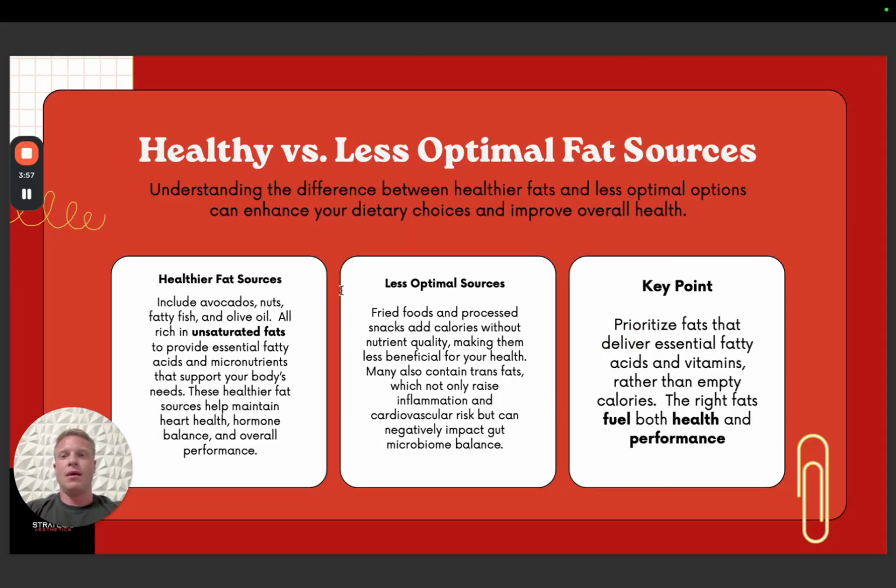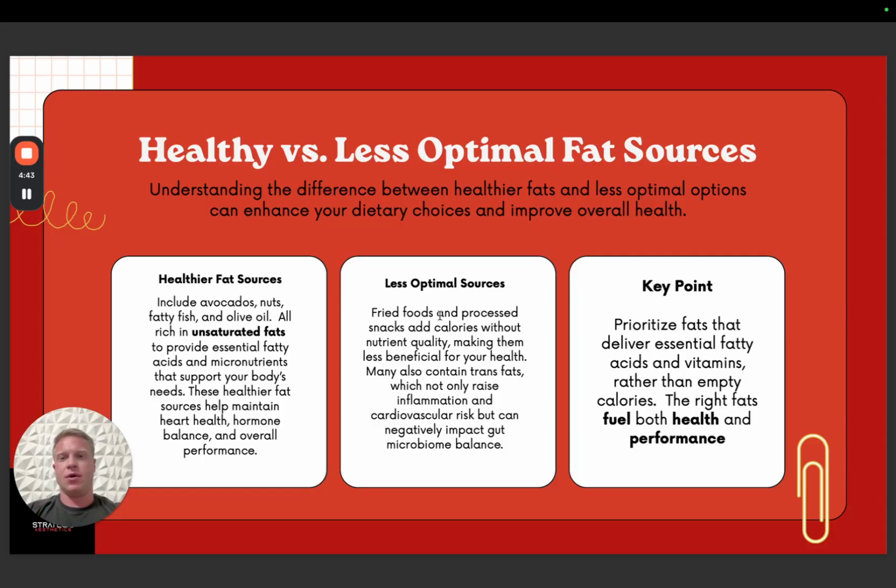Okay, we want to use unsaturated fat sources like avocados, nuts, fatty fish, olive oil, avocado oil, nut butter, things like that. Those are going to provide essential fatty acids, and they're also going to provide some micronutrients and allow you to absorb the micronutrients from your other foods. These are a positive thing for health. Now, our less optimal sources are going to be fried foods and processed snacks and anything with trans fat in it. Just check the nutrition label. We want to avoid the trans fats and use the unsaturated fats.